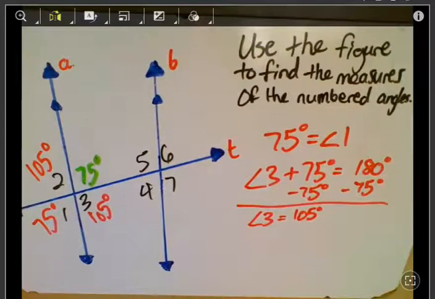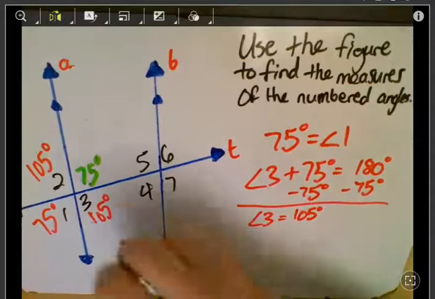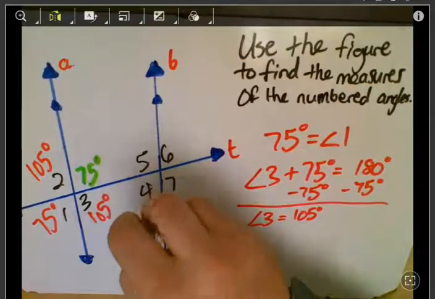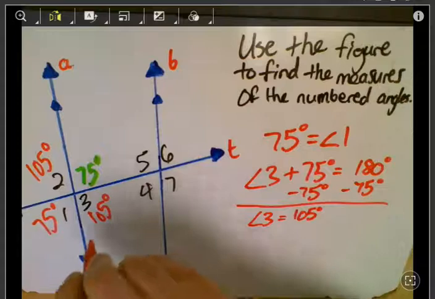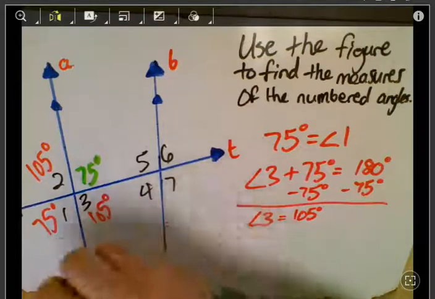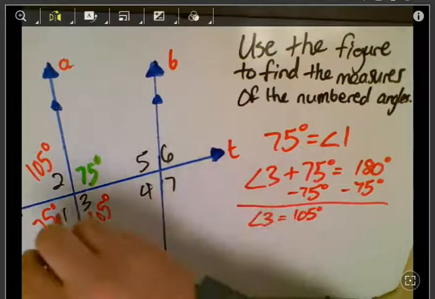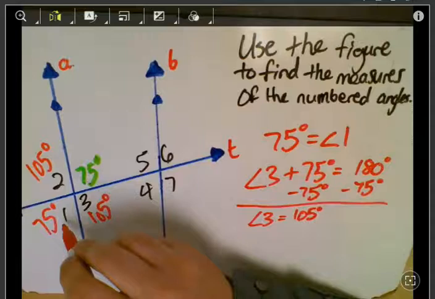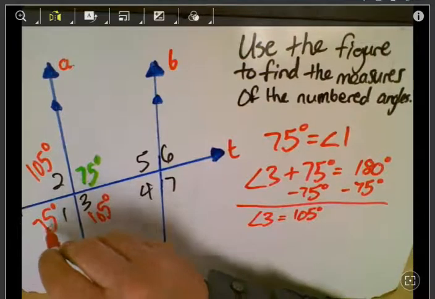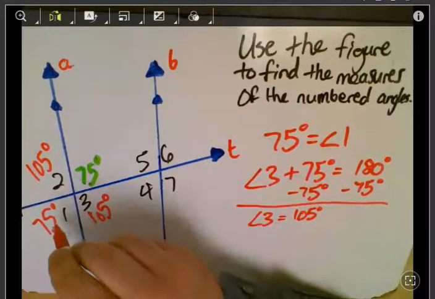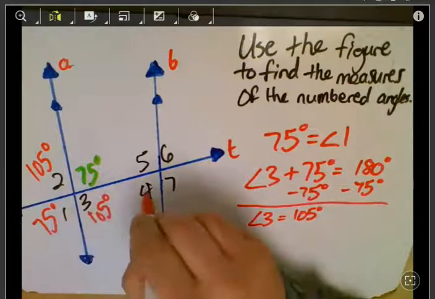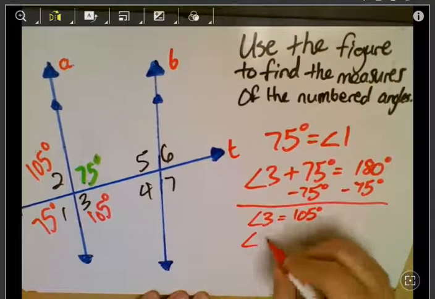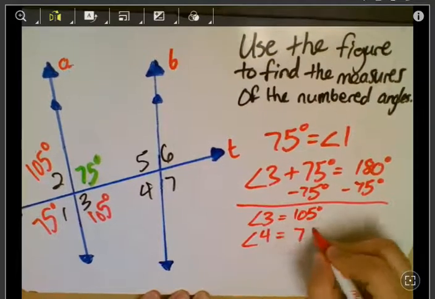From here, we can use corresponding angles to show what angles 5, 6, 4, and 7 are. Remember, a corresponding angle is an angle on the same side of the transversal in a corresponding position to an angle over here. So angles 1 and 4 are corresponding, which means that 75 degrees for angle 1 will be the same measure for angle 4. So angle 4 is 75 degrees.